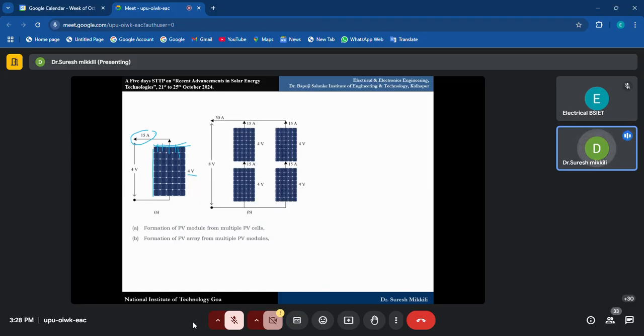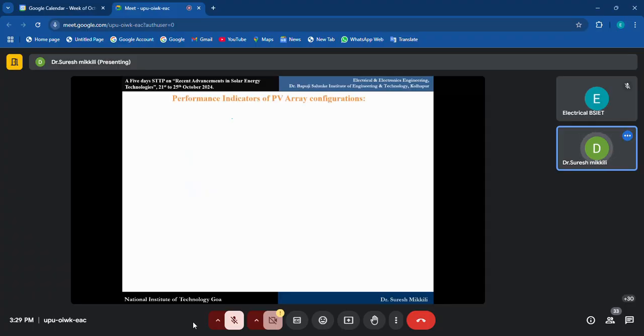Then we also saw when multiple PV modules are connected in series-parallel combination. Here the current is the same, but the voltage is added together, 4 plus 4, 8 volts. And when two arrays are connected in parallel, what happens? 15 plus 15, 30 amperes. So these simulations we have also seen.